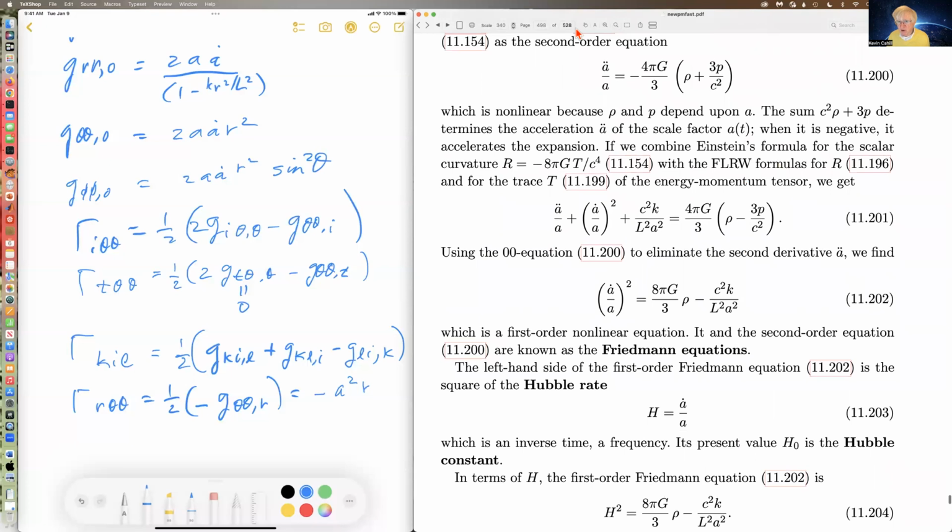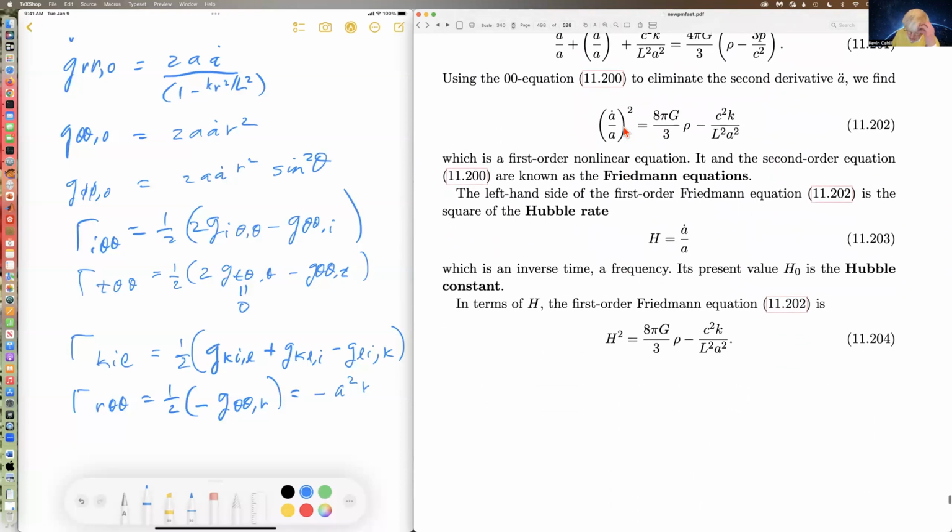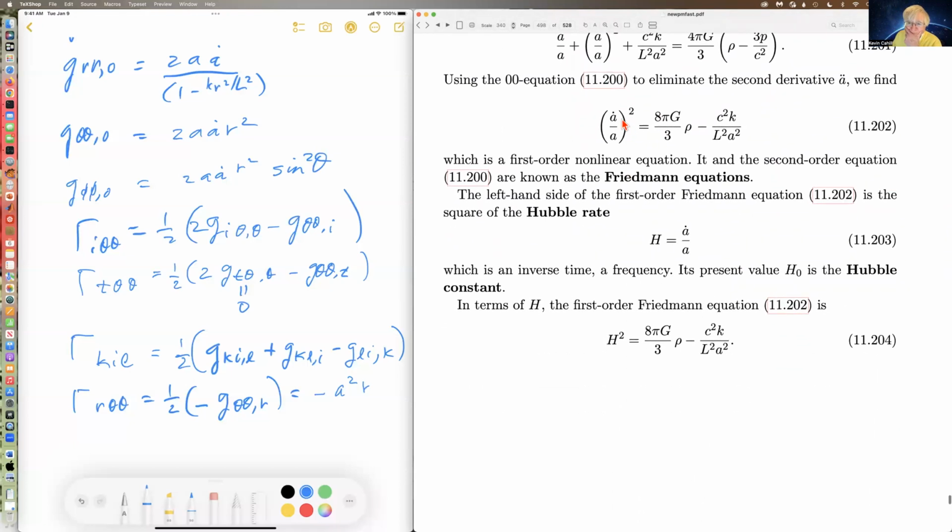So the Friedmann equations are this equation and this one. This is the one that is most useful, though, because it is first order in time. And this tells us then that the square of the Hubble rate is the mass density times a constant minus something that depends upon the geometry. And it's k over L squared, A squared times c squared.